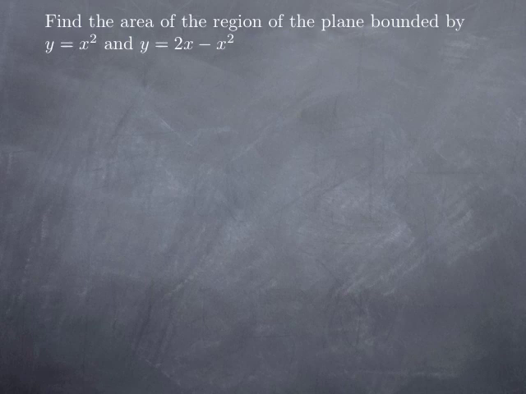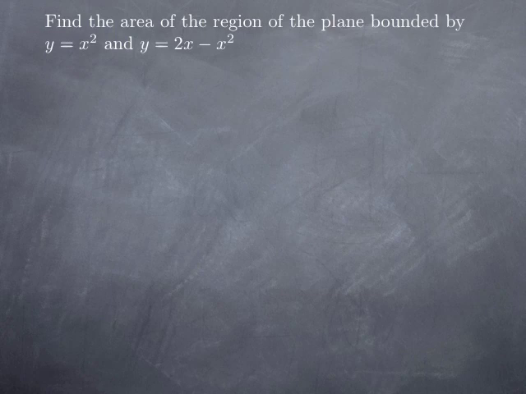Let's look at another example, where we're looking for the area of the region of the plane that is bounded by the two curves y equal x squared and y equal 2x minus x squared. This is of slightly different nature, because in this case we are not given the equation of the two vertical lines. So again, first thing we should do is sketch the graphs.